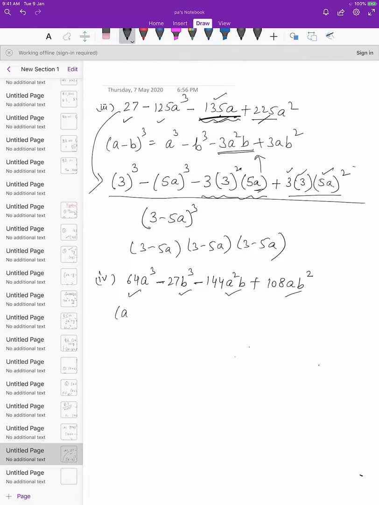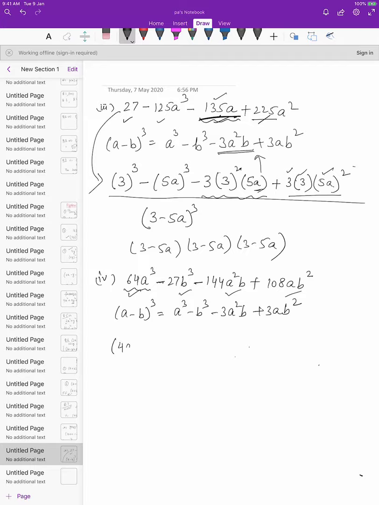So let's write down the identity for (a minus b) whole cube, which is a cube minus b cube minus 3a square b plus 3ab square. So after checking 4 terms, we have to check whether there are 2 cubic terms or not. So look at the first term.